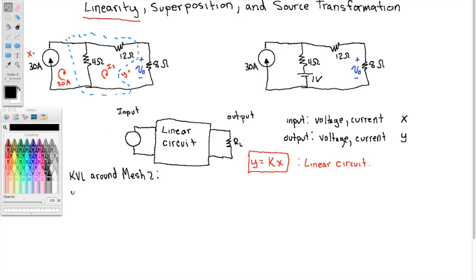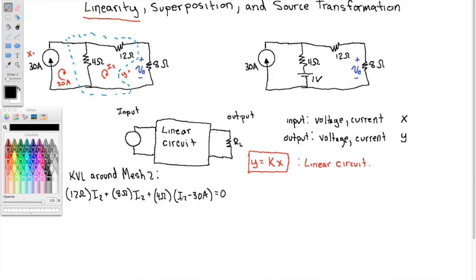I've got the 12 ohm resistor, so the voltage drop is 12 ohms times I2, plus I've got the 8 ohms times I2, and then I have to come back up, so plus the 4 ohms times I2, and I've got the 30 amps against me, so minus 30 amps there. And I'm back to where I started, so that's equal to 0. So I've got this one equation, one unknown. Hopefully you're with me here. If not, go back to mesh analysis.